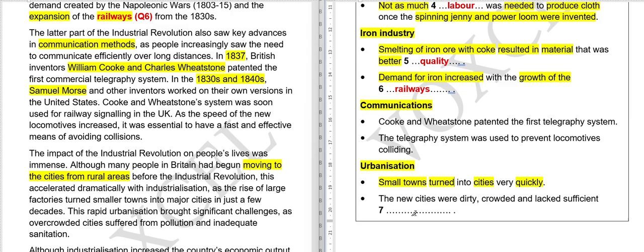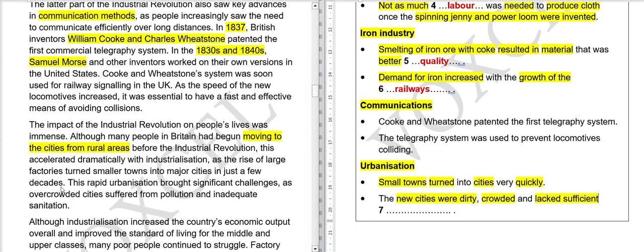Second, the one we have to find out: the new cities were dirty. So new cities, they were dirty, crowded, and lacked sufficient... So there was a lack of something. Okay, there were not enough, or there was not enough something. But let's see what was not enough.